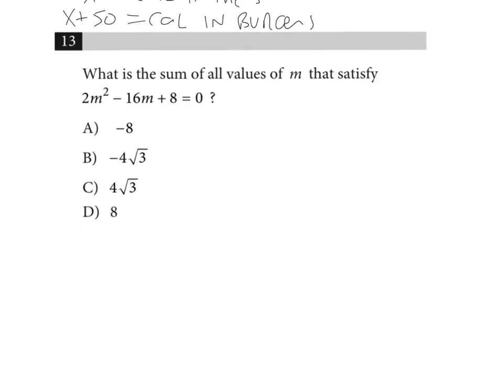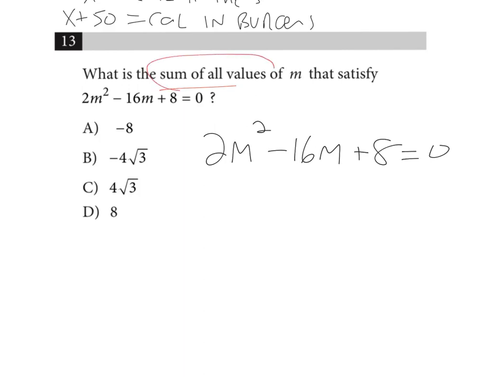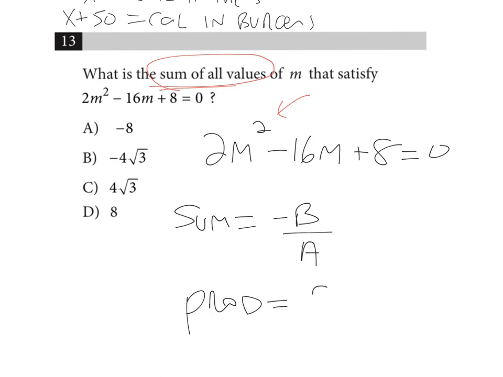Problem 13, what is the sum of all the values m that satisfy this equation? 2m squared minus 16m plus 8. Now notice the question doesn't say what are the values that satisfy the equation. We don't necessarily have to find the answers. We have to find the sum of the answers, the sum of the values. And this is a quadratic equation because you have a variable that's squared. And two formulas that you really want to know: the sum of the roots of a quadratic equation are negative b over a. The product of the roots is c over a.